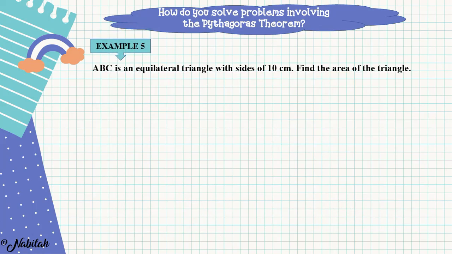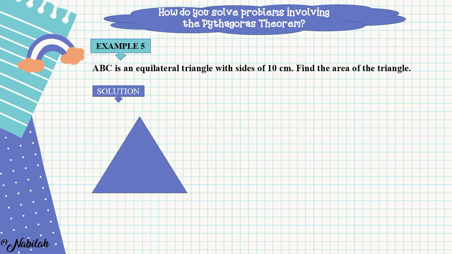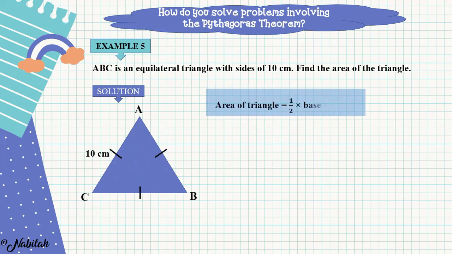Okay, example 5. ABC is an equilateral triangle with side of 10 cm. Find the area of the triangle. So this is an equilateral triangle, where all the sides are 10 cm. Remember, if you want to find the area, you have to use this formula: area of triangle equals 1/2 times base times height.